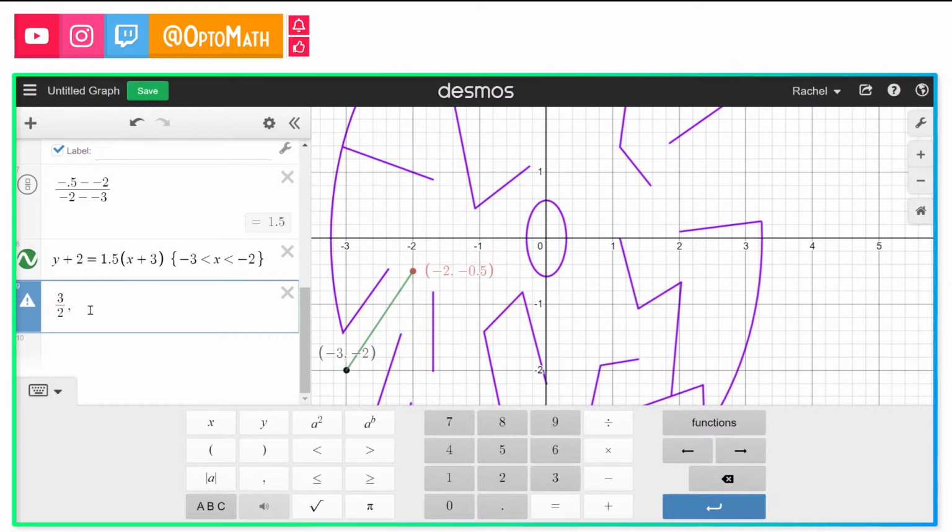So remember, perpendicular slopes are opposite reciprocals of one another. So let's start by making our positive 3/2 be opposite. Opposite means to change the sign. So if it's positive, it becomes negative. If it's negative, it becomes positive. So it is going to be negative 3/2.